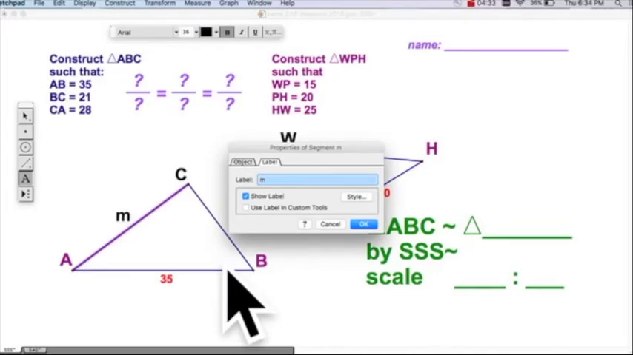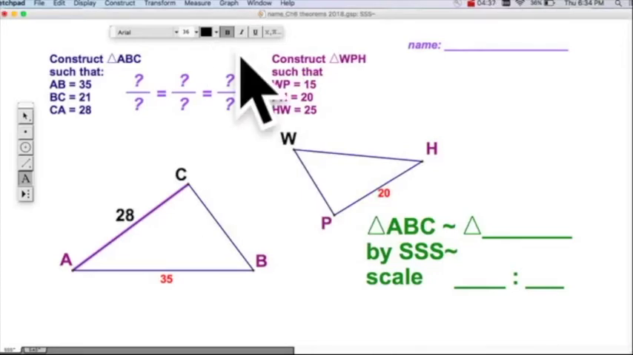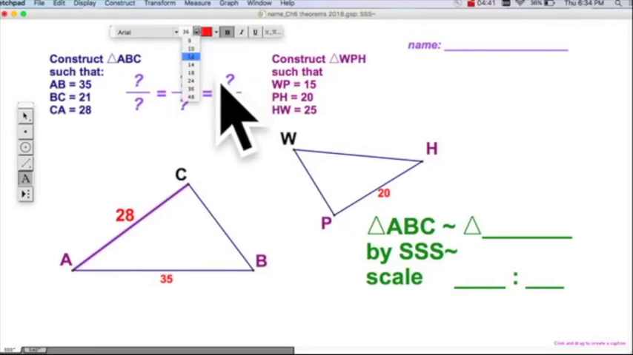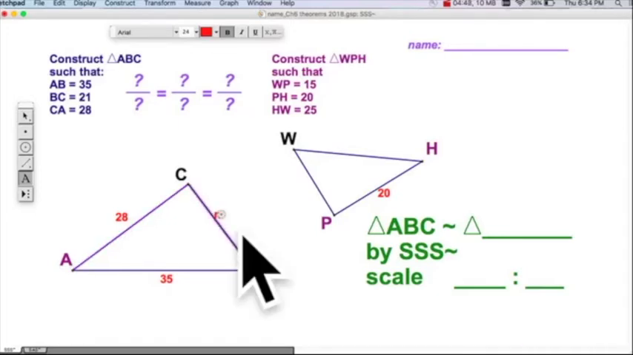I'm going to replace that with a number, with a measurement. So I'm going to call that 28, and I'm going to mess around with the fonts. Yeah, I want it to look good. Make it look good. Come on, you only take geometry once, I hope. So there you go. Let's get on this.